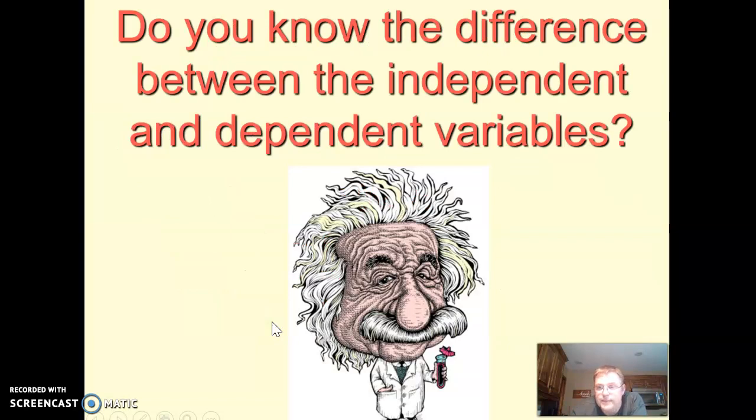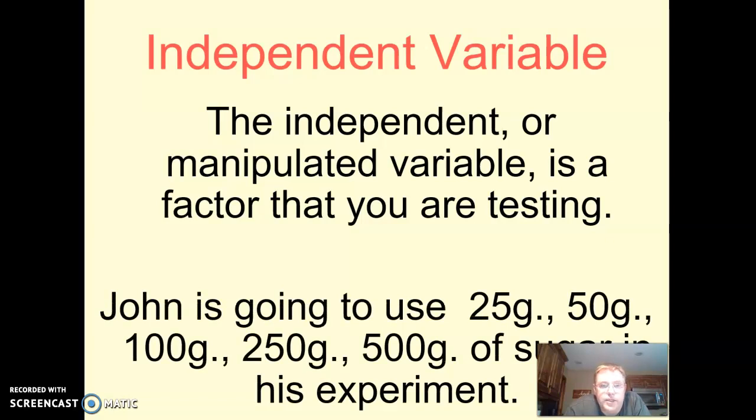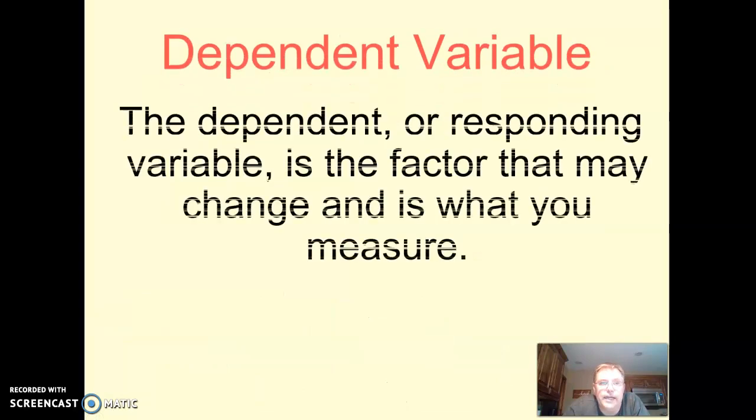All right, here's a man, Einstein, asking you the question there. Do you know the difference between the independent and dependent variables? A couple things to fill in on your note sheet as we go through these. So the independent or manipulated variable is the factor that you are testing, and this is the one and only variable that you are going to allow to change. So he is changing the amount of sugar, right? 25 grams, 50 grams, 100 grams, 250. He's changing the amount of sugar that's used in the experiment. That's the independent variable, the thing that he is testing.